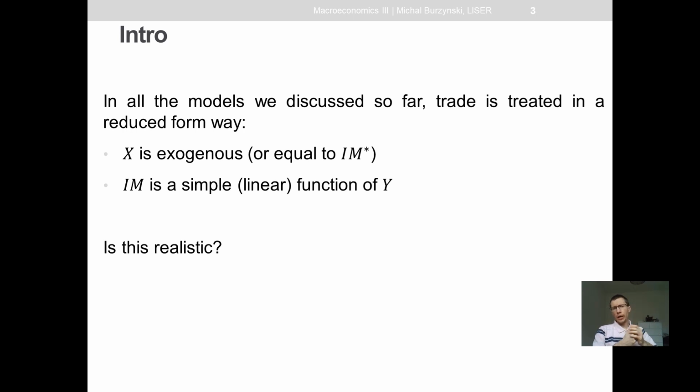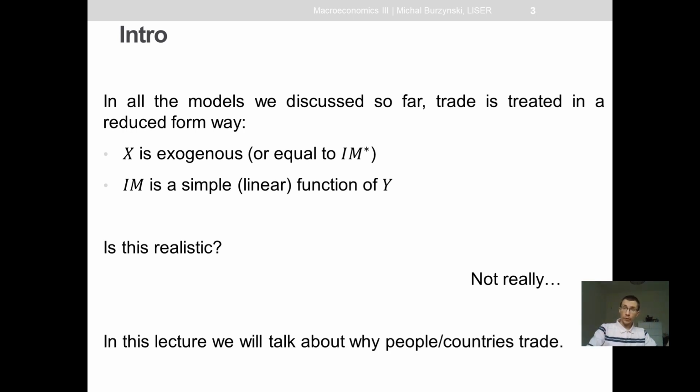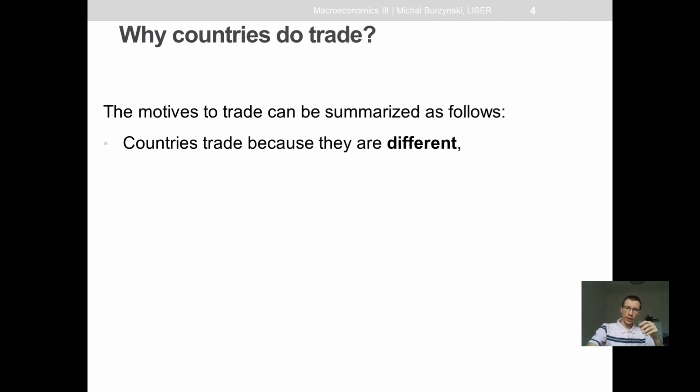And this is not sufficient. And this is not realistic as well. Why? Because there are different motives why people and countries trade, and this is the main subject of this lecture today. So let's jump into it. Why do countries trade? What are the main motives for international trade and exchange of goods? And of course, I don't want to invent the wheel once again, which is not necessary. I just want to reconfirm your intuitions in this lecture and give you some modeling experience on how to formalize those intuitions that you have.